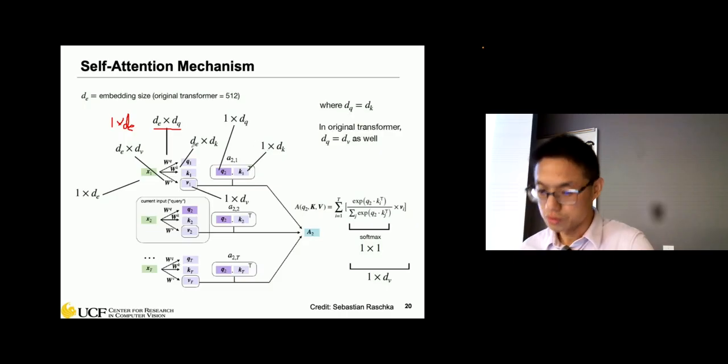In their paper, just to simplify, dq, dk, and dv are all set the same. We'll look at some concrete numbers. This is just to make sure you specify these dimensions so that all these matrix multiplications can operate properly, so there's no dimension mismatch.